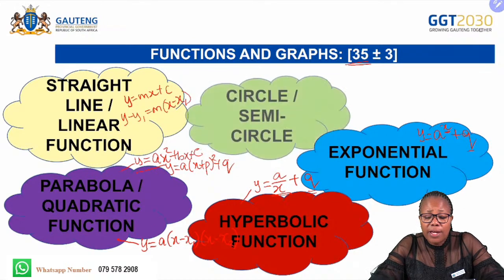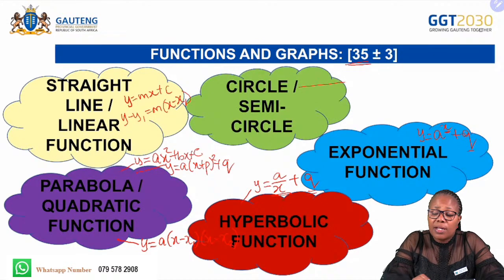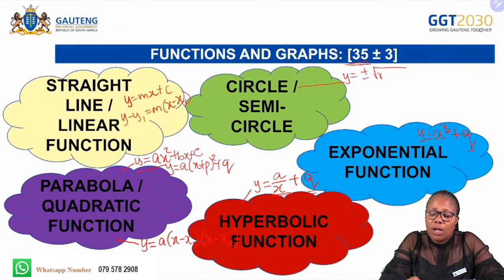Lastly, we have a circle and semicircle. A circle is the same as in analytical geometry. We are talking about the graph of y = ±√(r² - x²). When we talk about semicircles, it can be a positive one, y = √(r² - x²), or it can be with a minus, y = -√(r² - x²).